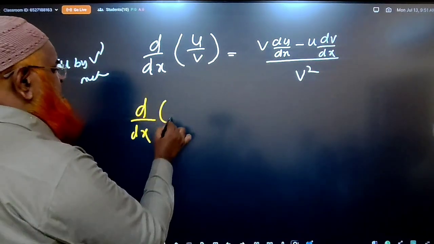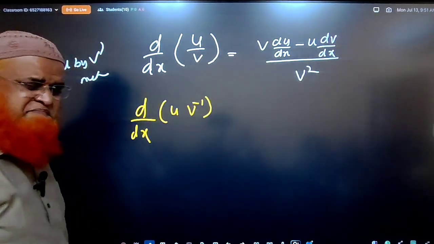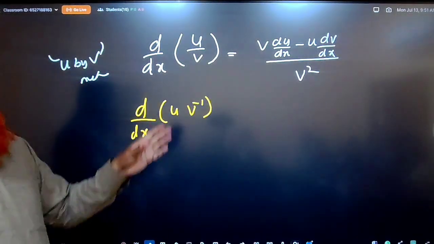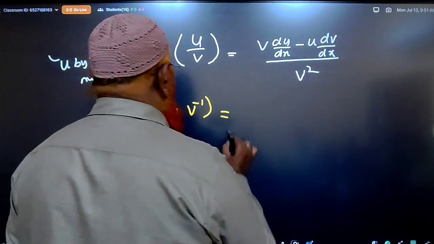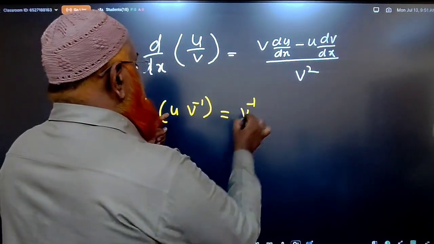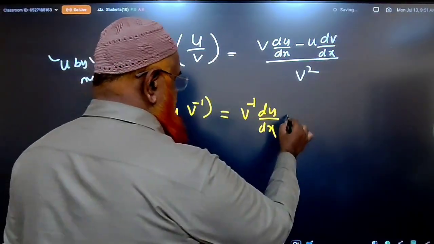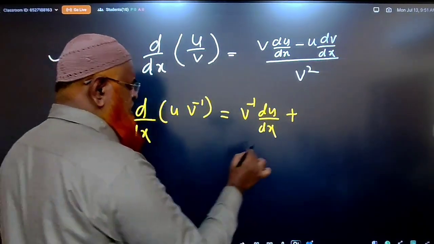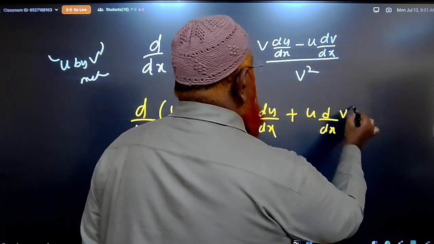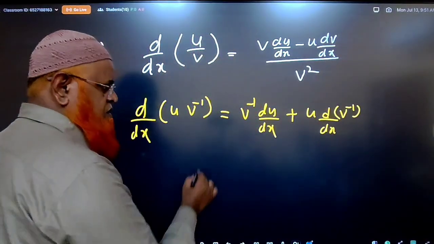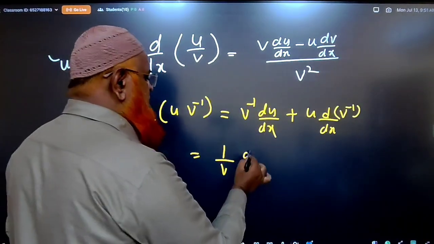So what you have done? Just I should take u and I should take u times v power of minus 1. Use the UV method here also. V comes to the numerator and becomes v power minus 1. So differentiating, we get du by dx for the first part, plus u into d by dx of v power minus 1, you can differentiate now. So what will you get here? 1 by v. V power of minus 1 is nothing but 1 by v.